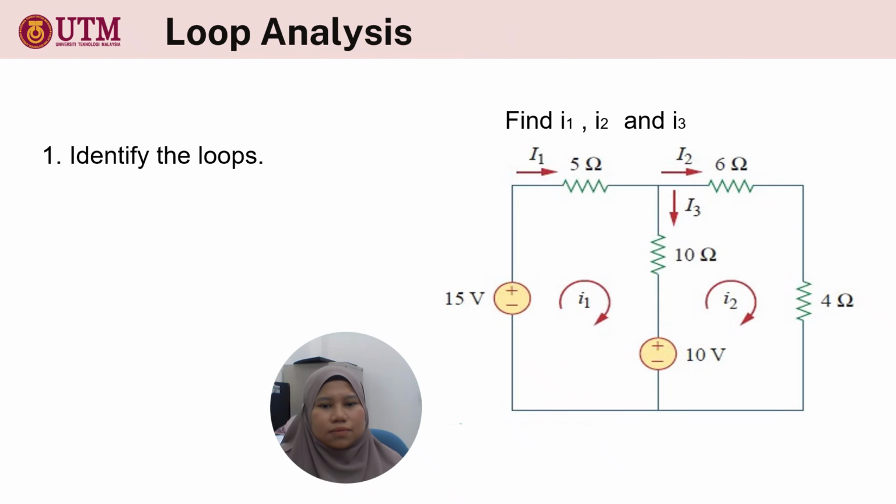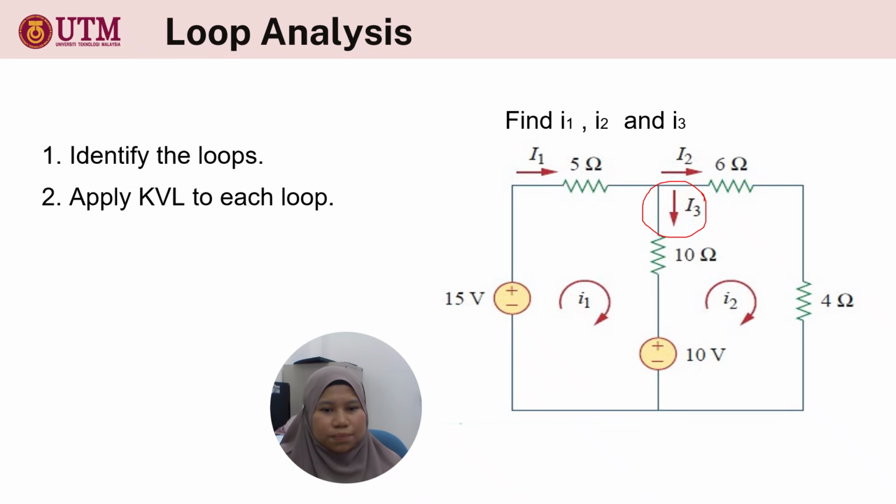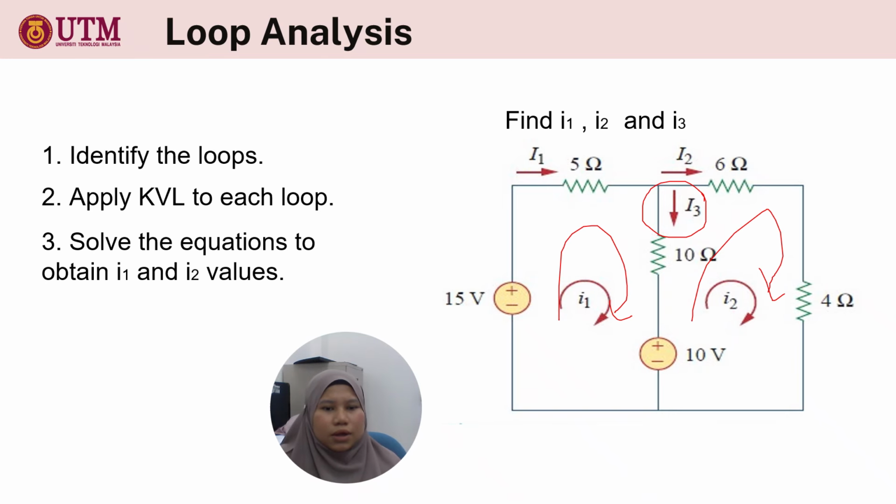Then next is also the same, find I1, I2, and I3. It looks like a similar equation, right? But look carefully, they're asking for another one, I3 here. So they want the values of I1, I2, as well as I3. Same also, we need to use KVL. Find the equation here, very simple. Then solve the equations to obtain the I2 and I1 values using the calculator only.